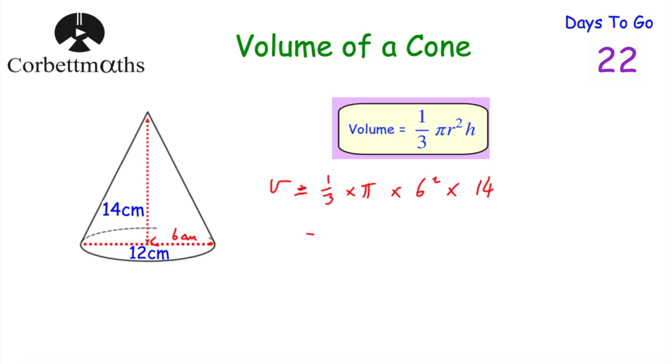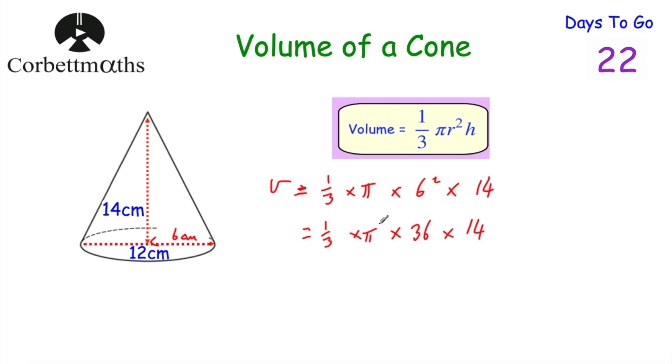In terms of a non-calculator question, you would do the first step the same. So you do a third times pi times the radius of the base, which is 6 squared multiplied by 14. Let's do our BODMAS. So we have to square first of all. 6 squared is equal to 36. So we get that's equal to a third multiplied by pi multiplied by 36, because 6 squared is 36, multiplied by 14.